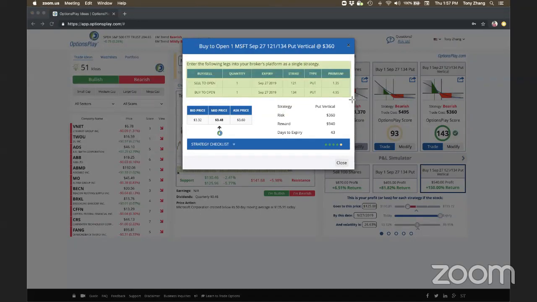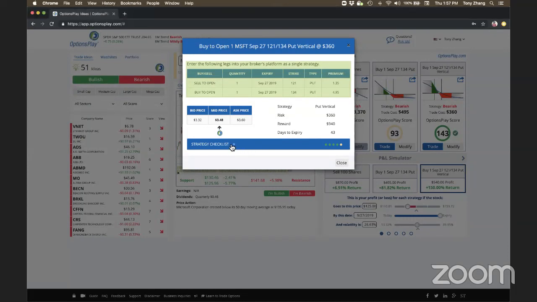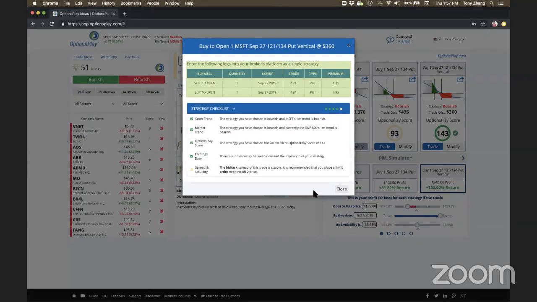And you want to enter this all as a single trade, and we provide you with all the details on how to enter this trade. And we even provide you with what's called a strategy checklist so that you can check things like the trend of the stock, the trend of the market, the options play score, earnings dates, spread and liquidity. These are all things that are important for you, especially if you're brand new to options trading.